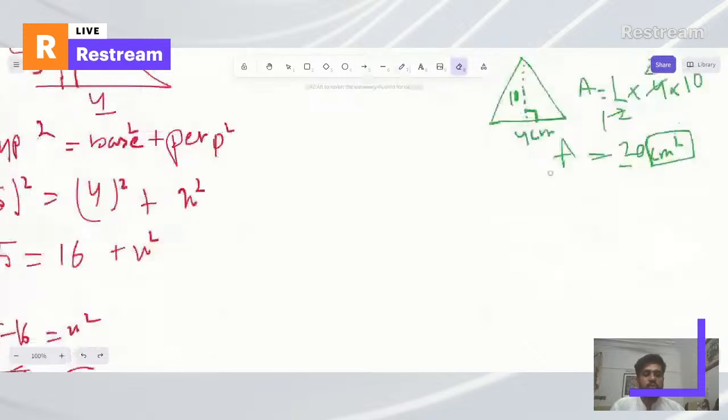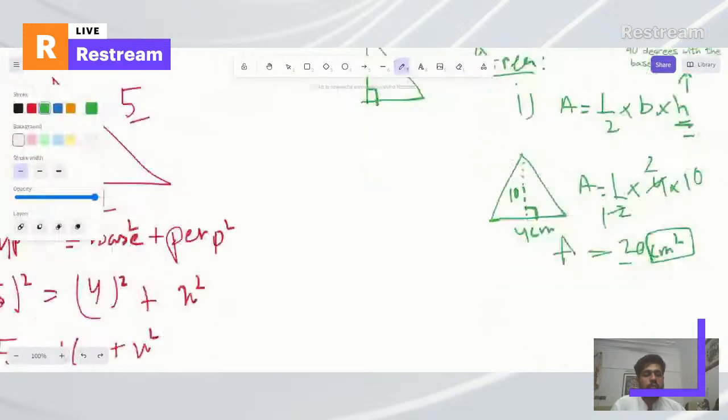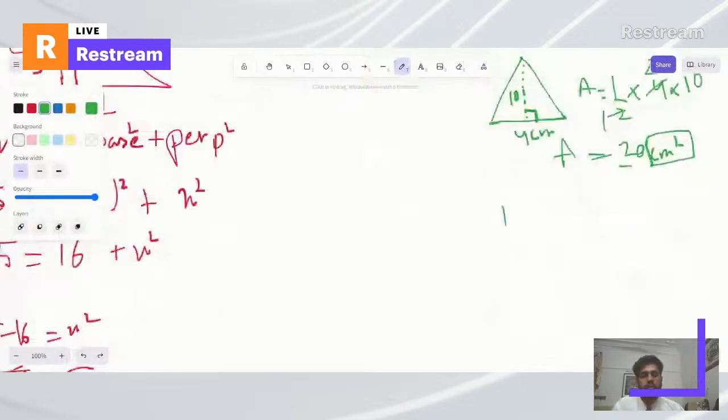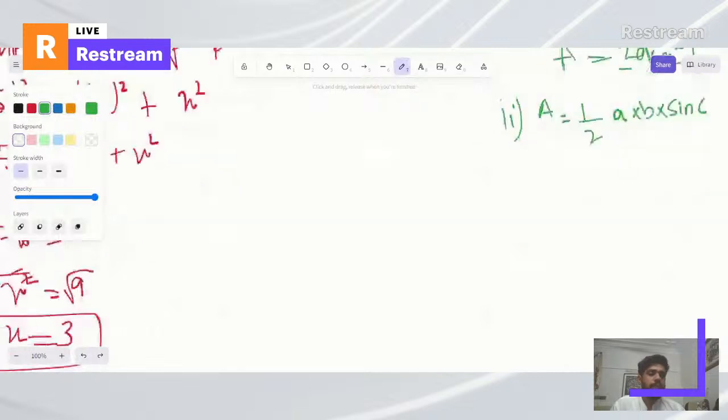Now let's move on to the other formula, right? I told you that there are going to be two formulas for area. The second formula is to find the area using angles. It's going to be area equals 1 over 2 times a times b times sine c. So what does that mean? It means you have a triangle where one length is a, the other length is b, and the other length is c, right? The side opposite a represents angle A, the side opposite b represents angle B, right?